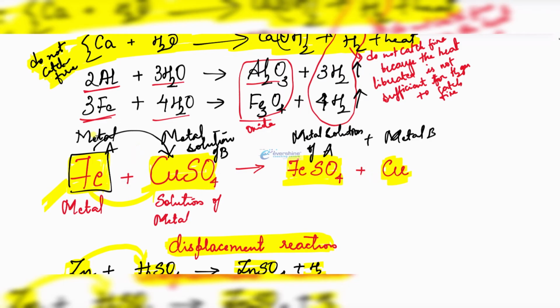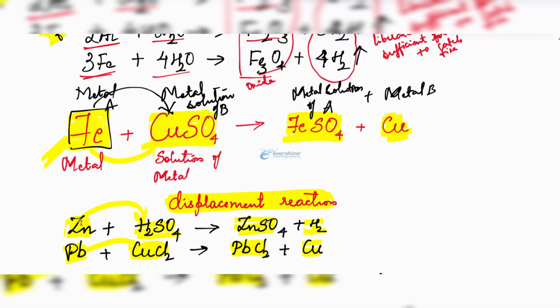It means nothing but metal A, when it reacts with the metal solution of B, gives the metal solution of A along with the formation of metal B. So this reaction we usually call a displacement reaction. As we can see here also, we can see the displacement reaction. Is this clear? So what is a displacement reaction? As you can see, when metal A reacts with metal solution B, it gives metal solution A and metal B.